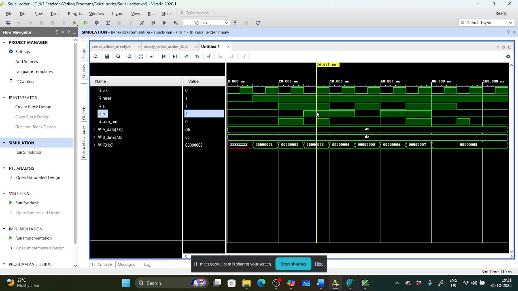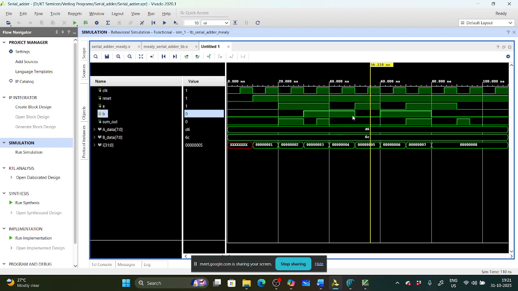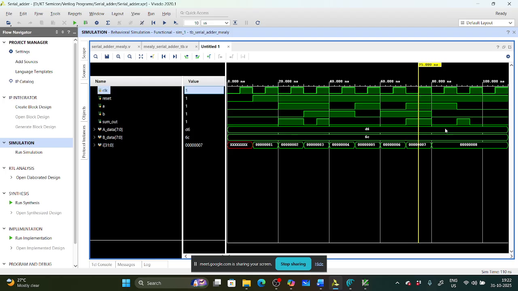During this passage of clock, what happens? A is 1, B is 1. You are getting sum equal to 0. Similarly, in this state, A is 0, B is 1, and sum you need to get 1. One second, I think we need to see it on the negative edge of the clock. So 1, 0 means during negative edge of clock only. 0, 1 means you are getting sum of 0. When it is 1, 1, we are getting sum 1.